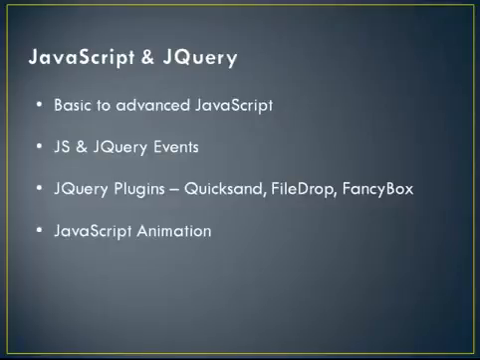So through this course, we've done basic to advanced JavaScript and jQuery. We use jQuery quite a bit. A lot of events, click events, things like that. And we used a few different jQuery plugins for certain apps. We used the Quicksand, FileDrop, and Fancybox plugins for an image lightbox. And we also did a little animation. I think it was chapter 3 with the image gallery. If you clicked on a category, the images would scatter around and kind of fall into place. That was done with Quicksand.